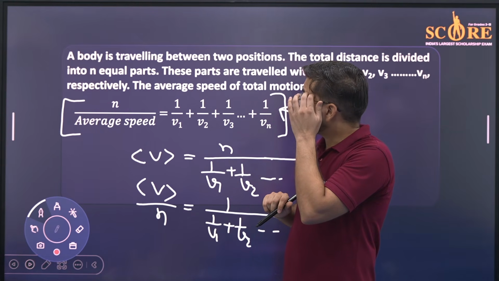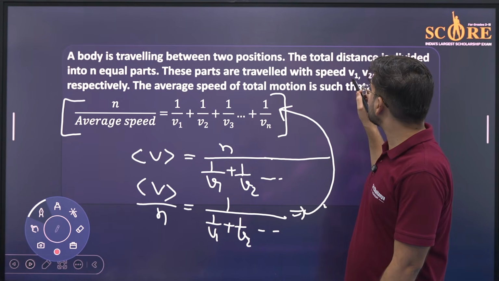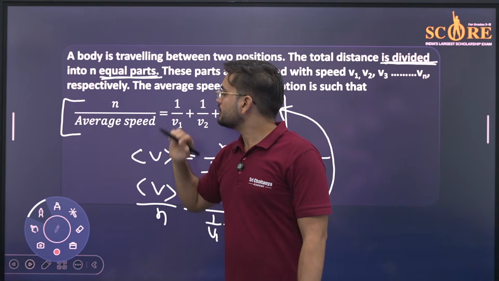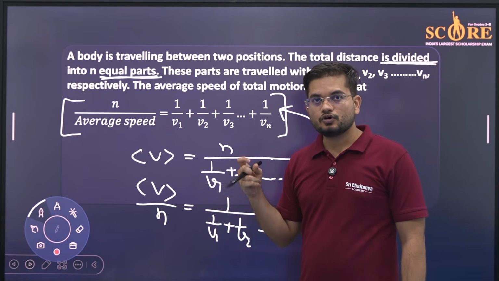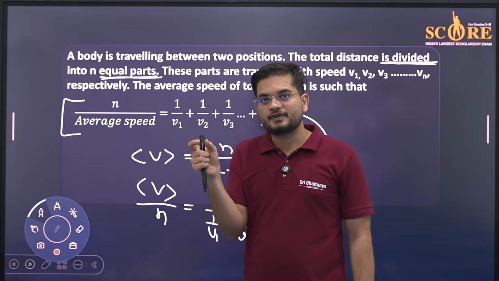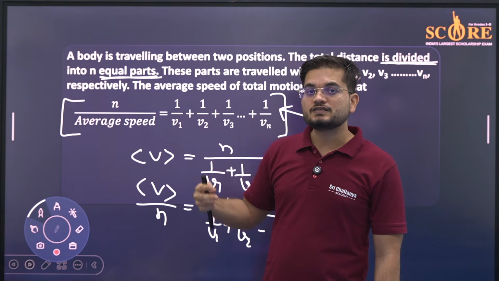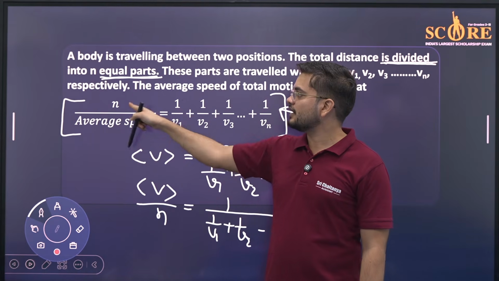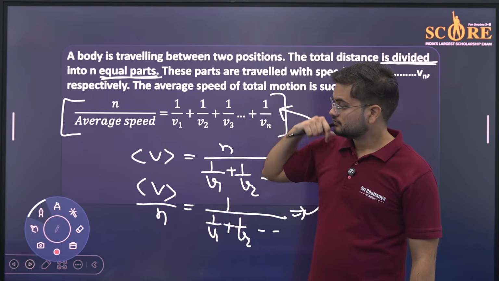And the important part which you should remember is that the distance is equal. N equal parts, each segment of the same distance. You got my point? If every same distance is travelled with speed v1, the next same distance with v2, the next same distance with v3, then the average speed can be derived using this equation: n by v average equals 1 by v1 plus 1 by v2 plus 1 by v3. Clear?